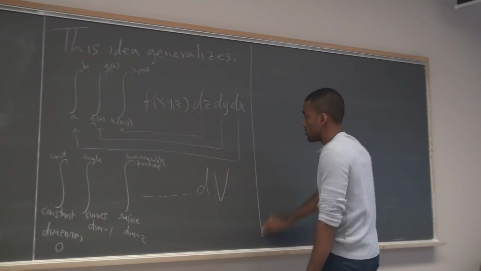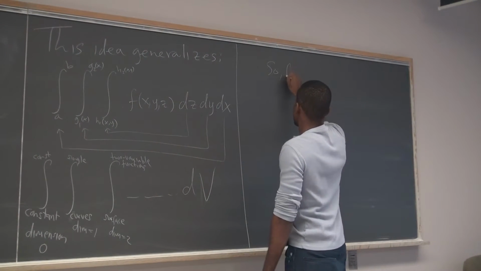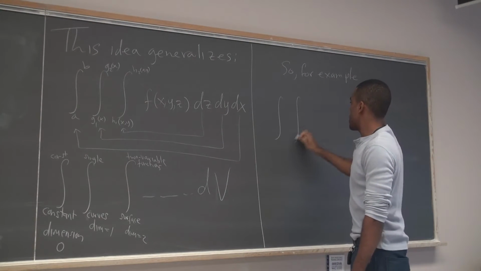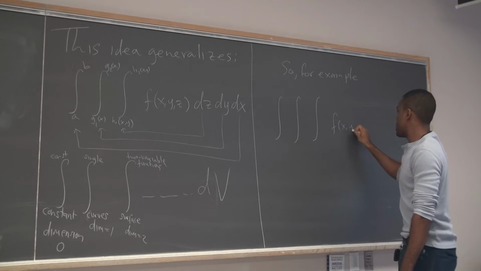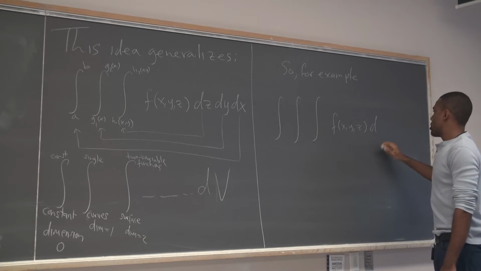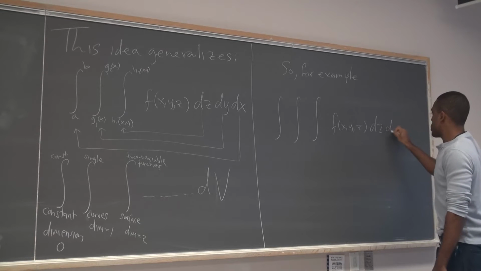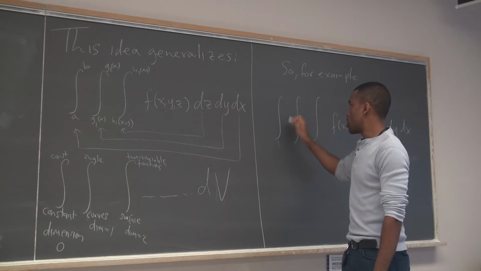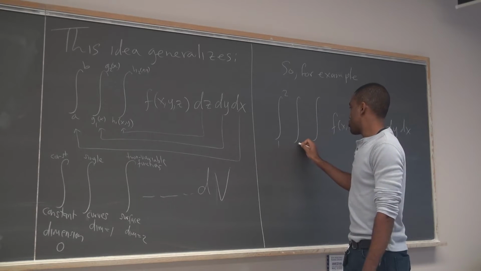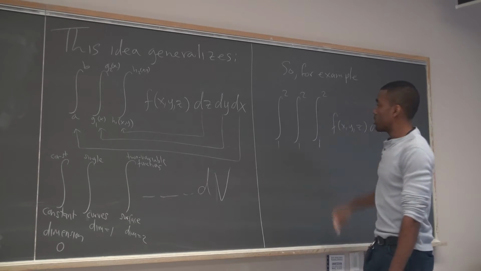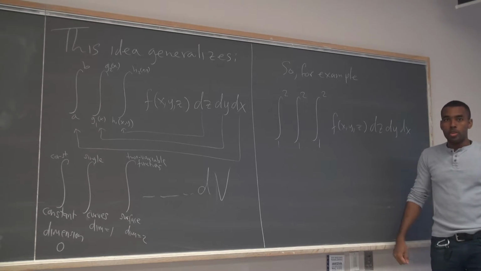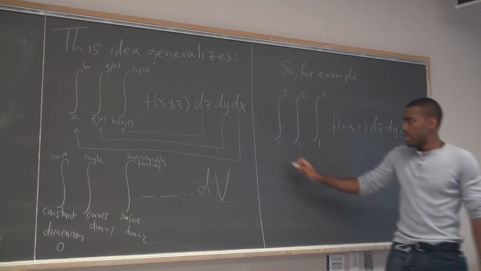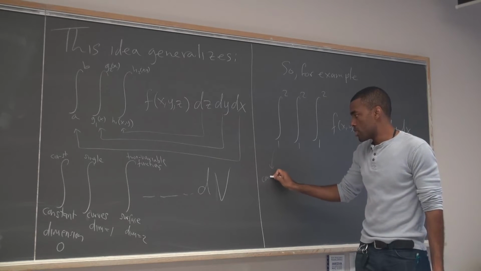So for example, if I have a triple integral, f of x, y, z, dz, dy, dx. And let's say I have 1 up to 2, 1 up to 2, 1 up to 2, right? Now these guys all look like constants, but it's very important that you have the concept that these are not really constants, right? These here, you think of these as just constants, real numbers.